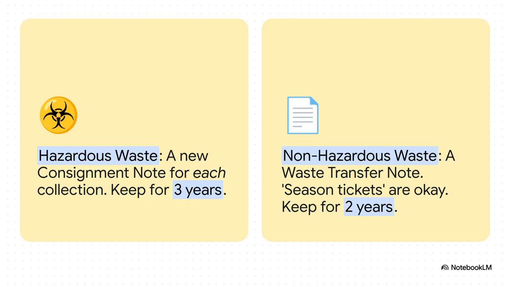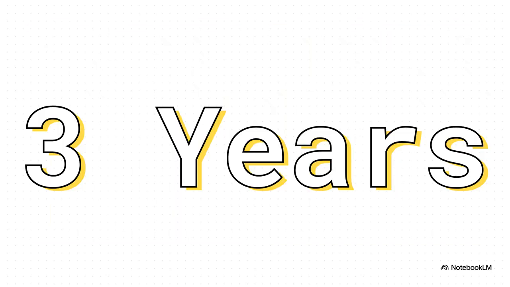There are two main documents. For hazardous waste, it's a consignment note. You need a fresh one for every single collection. For non-hazardous waste, it's a waste transfer note. The key difference you must know, though, is how long you keep them. Burn this number into your brain.